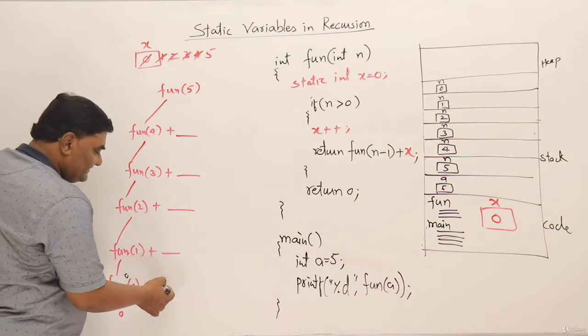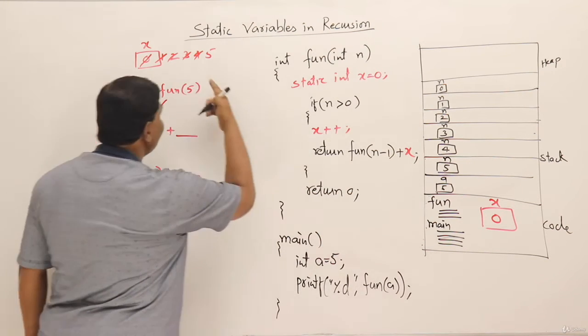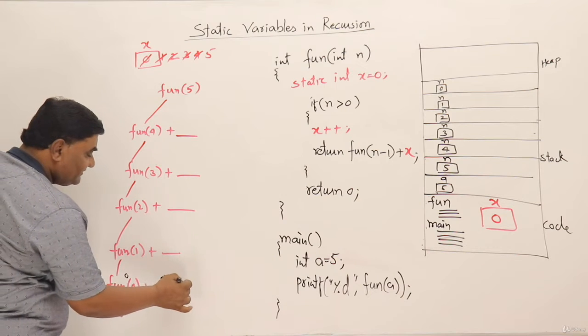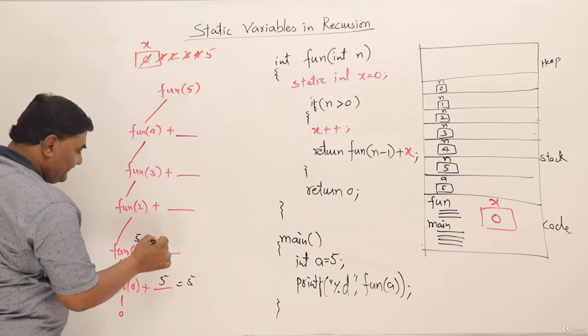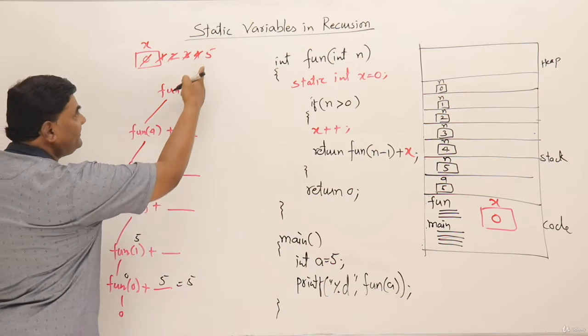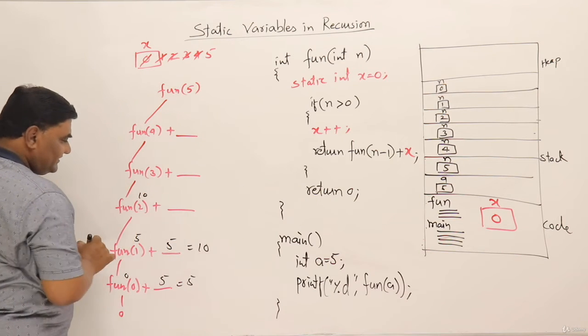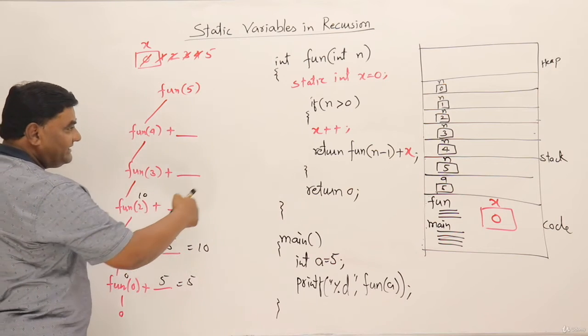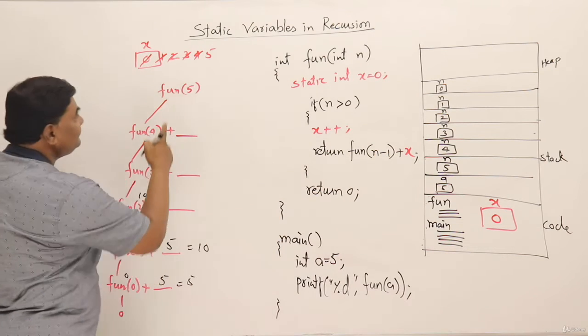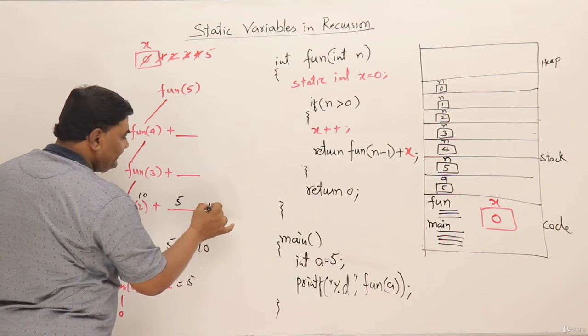So this is 0 plus x has to be added. So what is x now? 5. So this is 5. Result of this is 5. Then x should be added. What is x now? 5. So this is 10. So the result of this function is 10. Then plus x should be added here. So what is x now? 5. So this is 15.